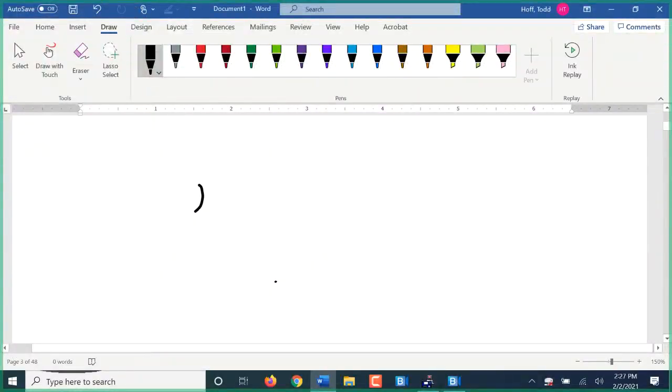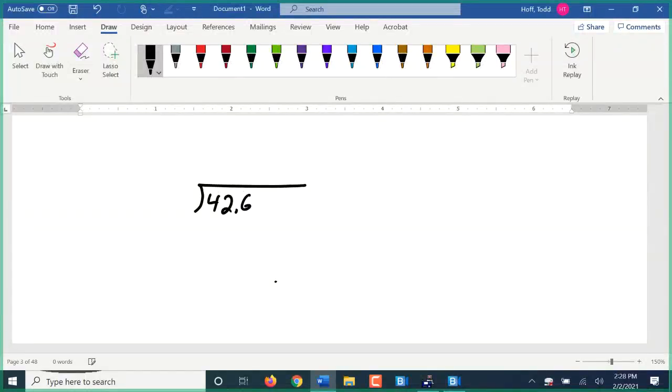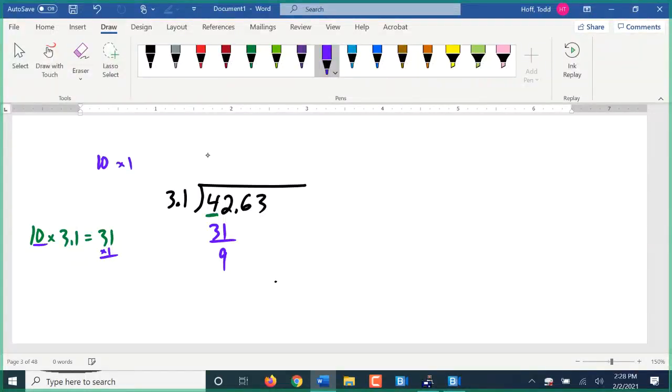I have, let's do 42.63 divided by 3.1. I look here, my first place value is the tens. I do 10 times 3.1, that's 31. Can I subtract that? Well, yes, I can. And I can subtract it only once. Subtracting 31 there. That gives me 9 left over. Well, that was a bundle of 10, and I did it one time. 10 times 1 is 10.